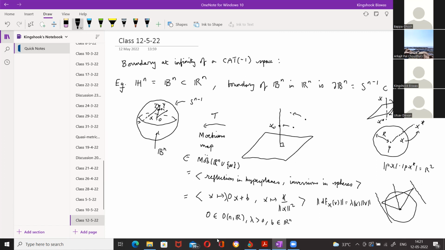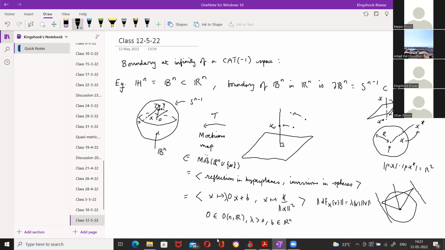So this means that lengths of tangent vectors are scaled by the same amount at the point x. Therefore, the angle between tangent vectors is preserved, right? Yes, because inner products get multiplied by lambda squared, by the polarization identity. So therefore, the angles are preserved.